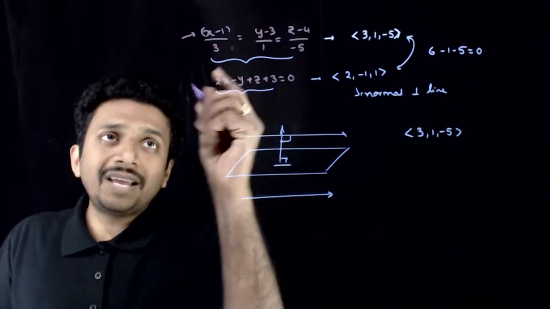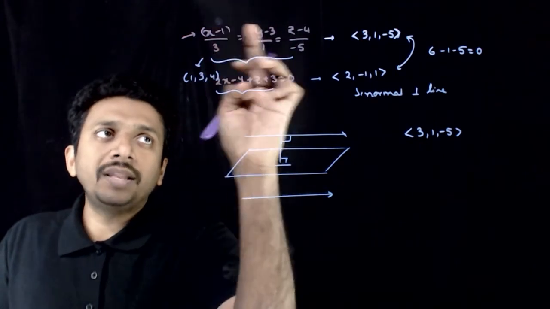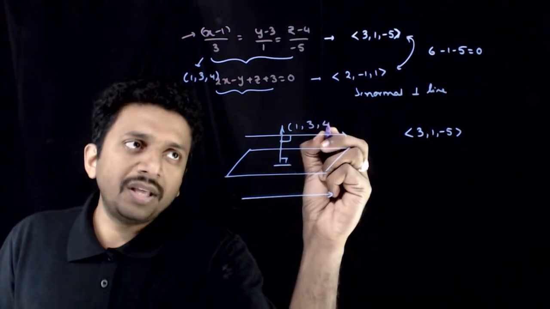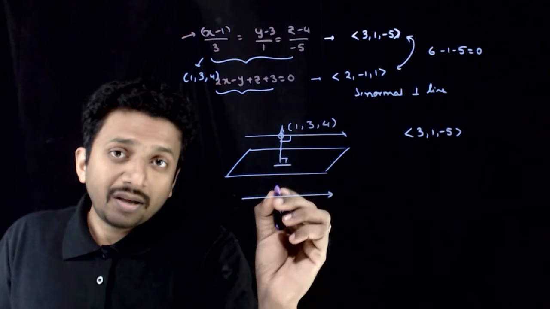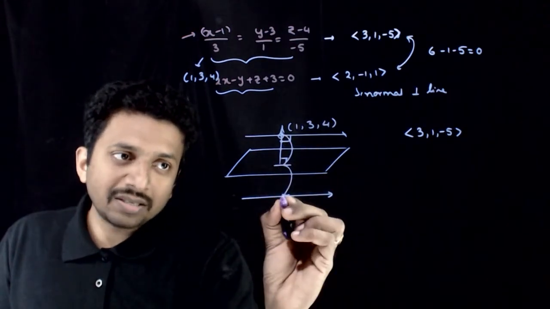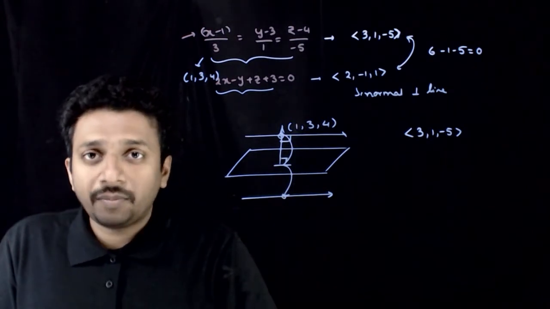So we know that this line passes through (1, 3, 4). So you have the point (1, 3, 4) on the given line. So I'll just find the image of this point about this plane. So this image has to lie on this line. So how do I find the image? You have a formula for image.